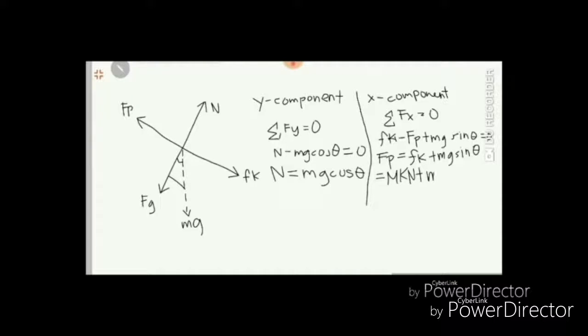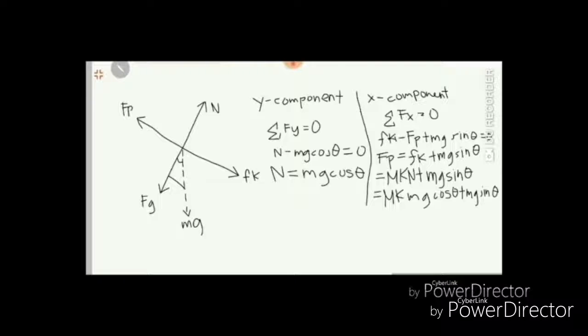It is also important to note that the line we drew in between Fg and mg is parallel to the x-axis, meaning if we find this line in between, we immediately find Fp. So to do this, we have to use sine theta because we are aiming to find the line in between Fg and mg, which is opposite to the angle. We then substitute n with what we found in the y component, which is mg cos theta.